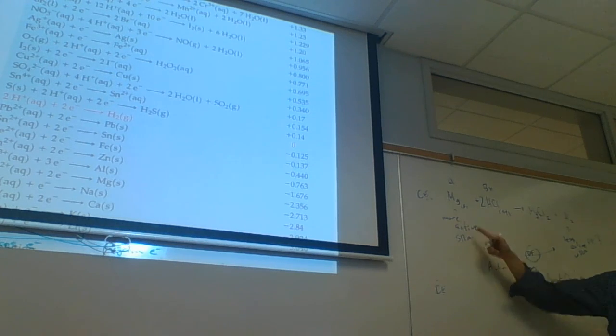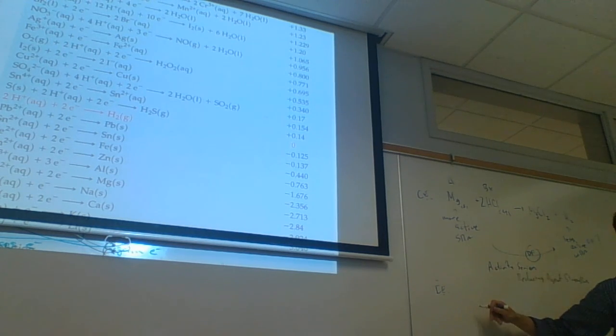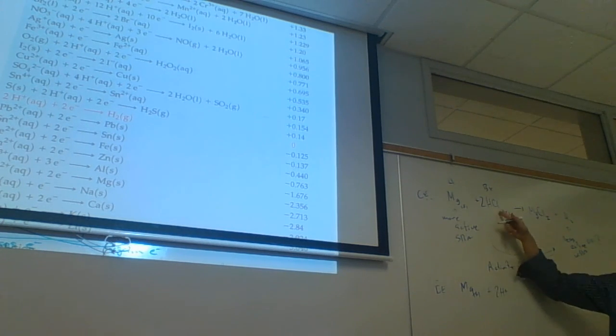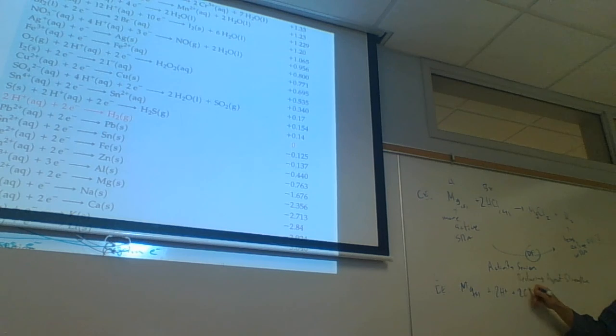So magnesium solid, do we break that apart? No. If you accidentally drop some magnesium metal into water, will the water attack it? So we've got magnesium solid plus 2H plus. Water can break this apart. Plus 2Cl minus. This is going to produce MgCl2. Oops, no. Does MgCl2 stay together or break apart?